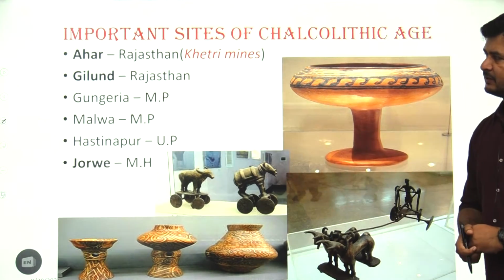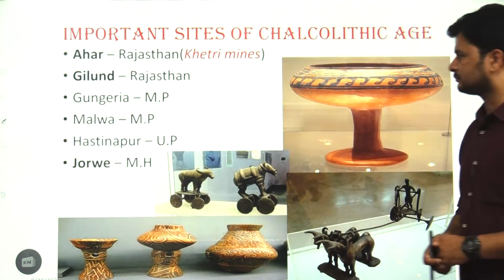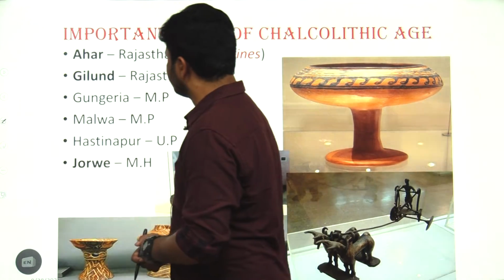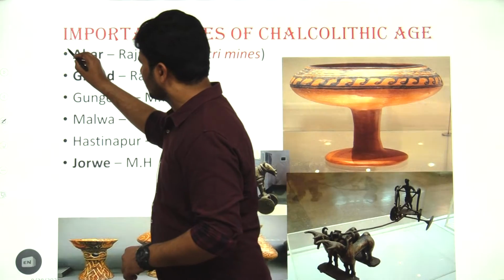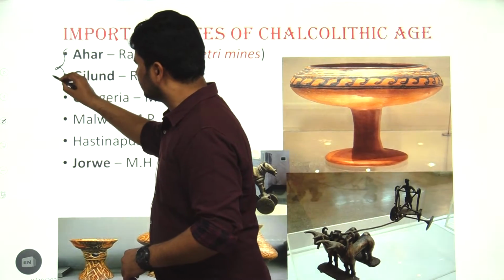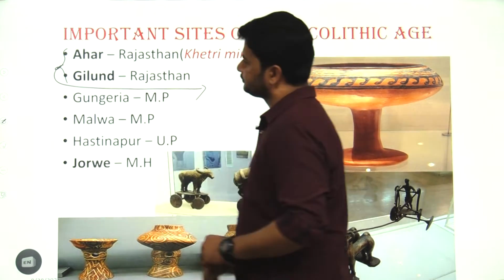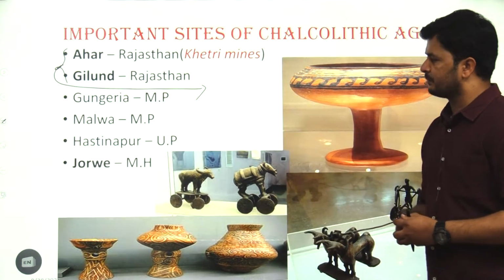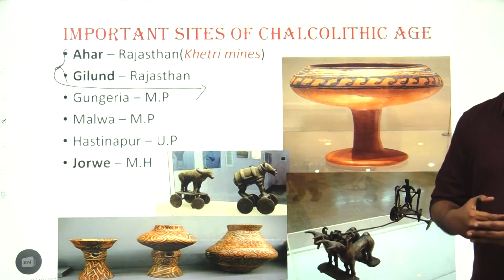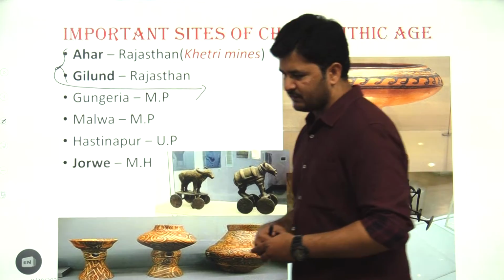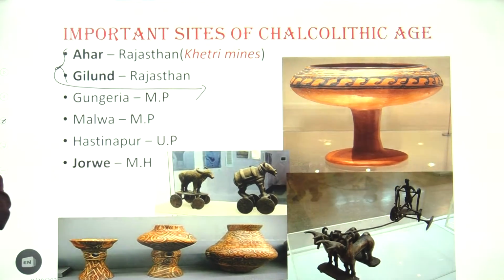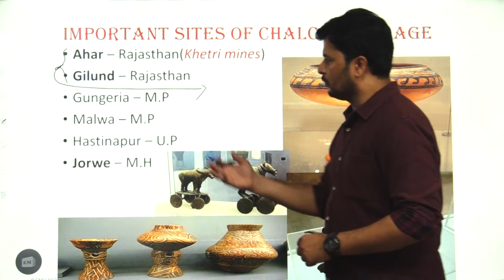Besides Ahar, we have Gilund. Once again Rajasthan, please. Ahar and Gilund, take two arrow marks for these. The significance of Ahar and Gilund: large scale copper tools were discovered. Large scale copper tools were discovered. Next, Gungaria.